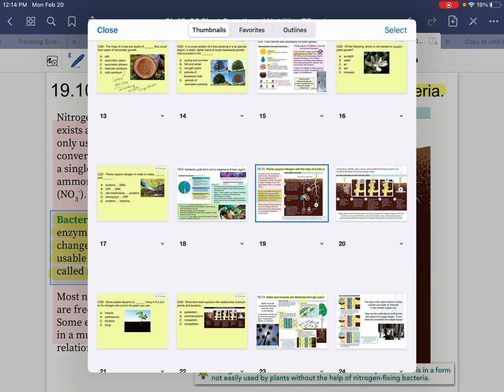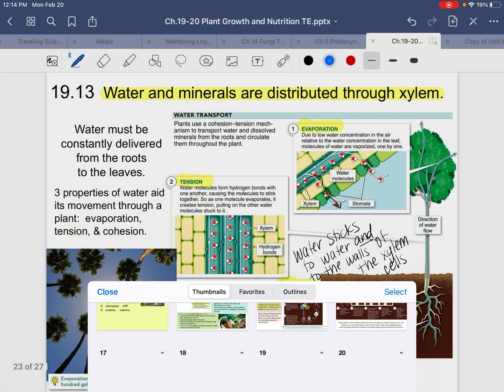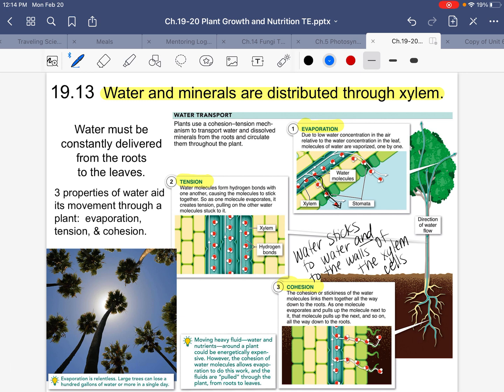And then on this one, we said stomata were the openings in the leaves that allowed for evaporation, and that evaporation combined with cohesion and tension allows the water to move through our xylem. Remember, WX, so water moves through the xylem. Those cells are dead, but the water still needs to move through it anyway, and it does that by evaporation and cohesion and tension, which allow the water to stick together and pull everything up to the surface.